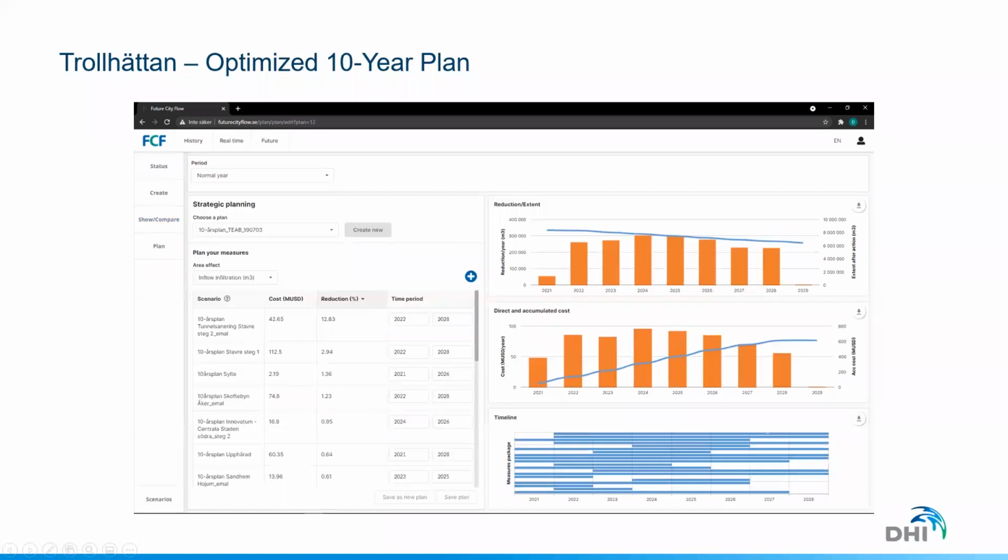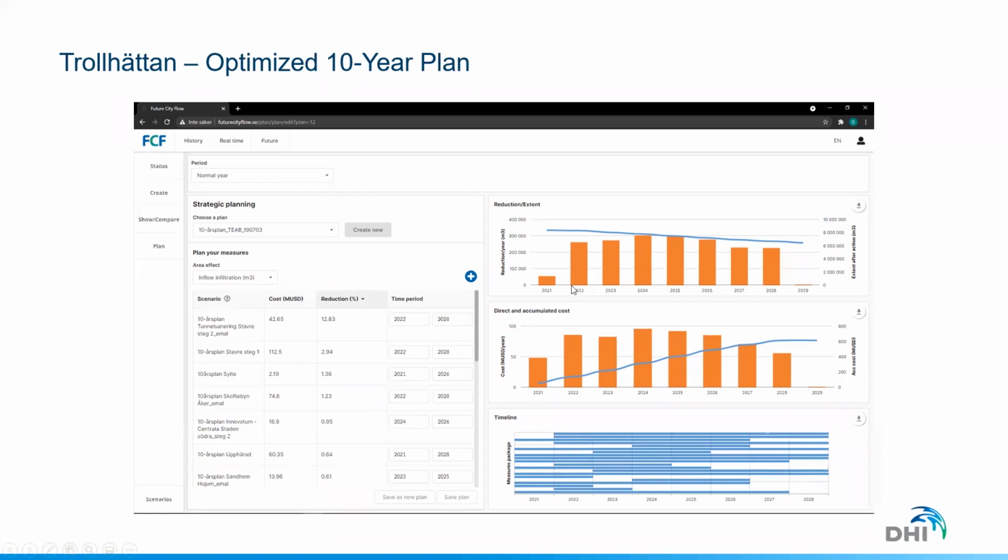The next task was to take all of these scenarios and put them into a realistic execution plan for the coming 10 years when taking budget and effects into account. Future City Flow, together with Trollhättan, simulated hundreds of different scenarios with the aim of identifying and visualizing the optimal combination of measures within budget, time, and target effects. The optimal combination was then used to suggest to the user, allowing the users to see the effects, cost, and planning for the coming 10 years.